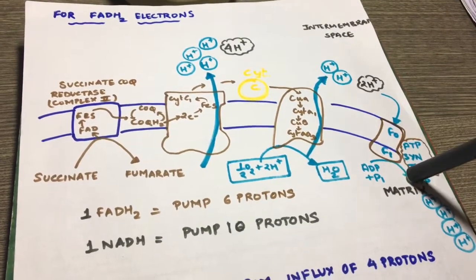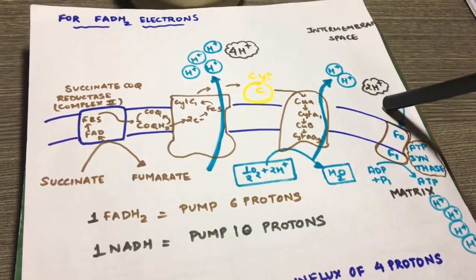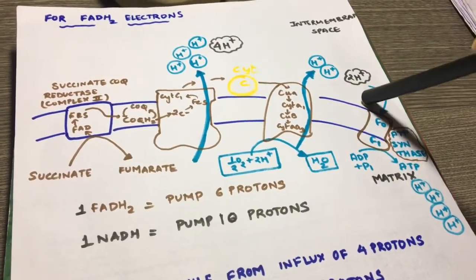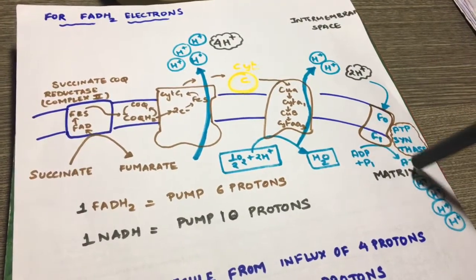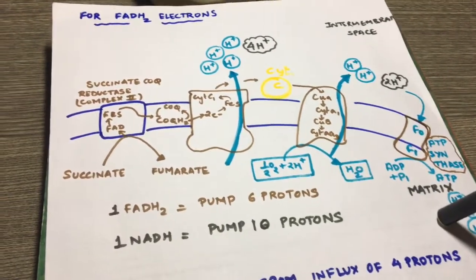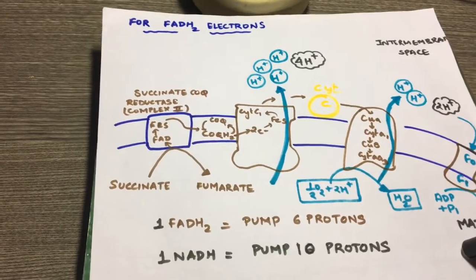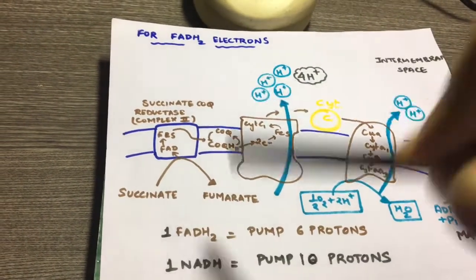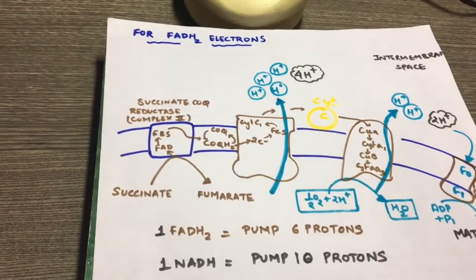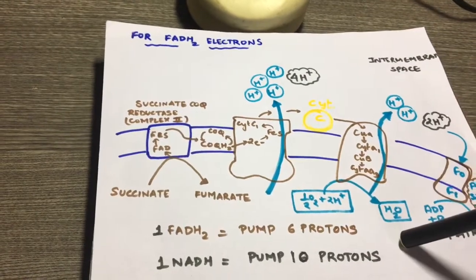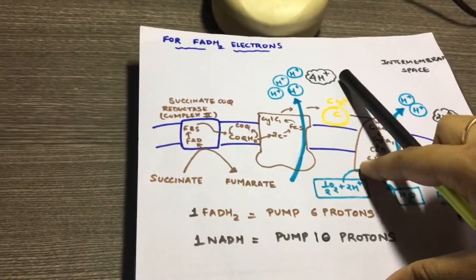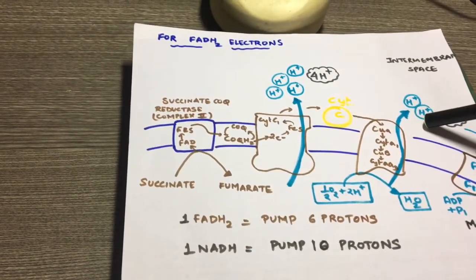Here for every transfer of 4 protons from the intermembrane space to the matrix, there will be synthesis of 1 ATP. As 4 protons are transferred from the intermembrane space to the matrix, 1 ATP is synthesized from ADP and Pi in the matrix. So the difference between FADH2 electrons and NADH electrons is that for NADH electrons there is involvement of complexes 1, 3 and 4 with the pumping of 10 protons, and for FADH2 electrons, the complexes involved are 2, 3 and 4, and 6 protons are collected in the intermembrane space.